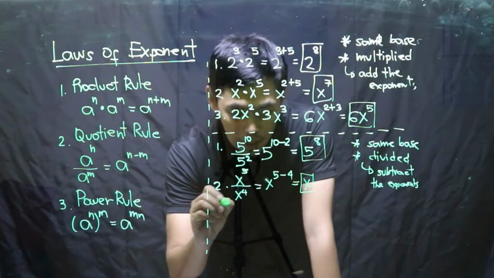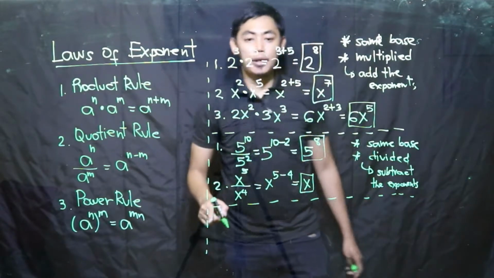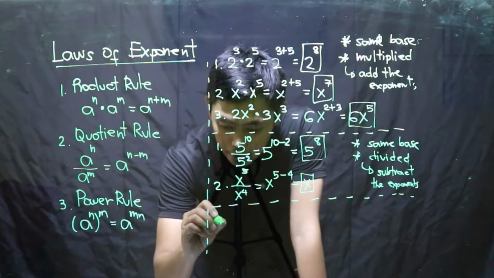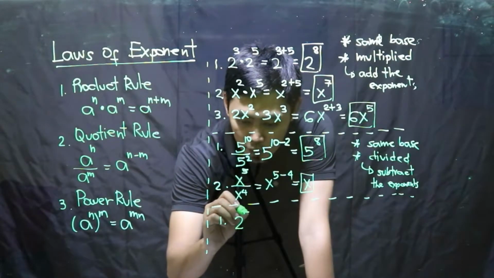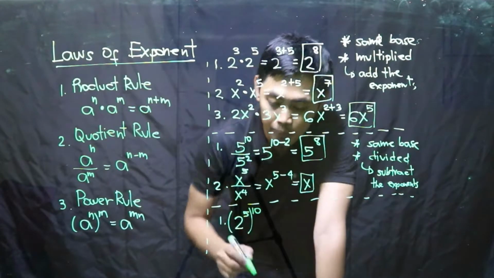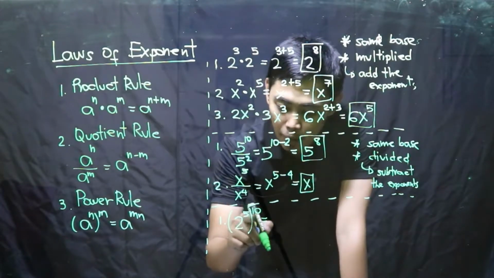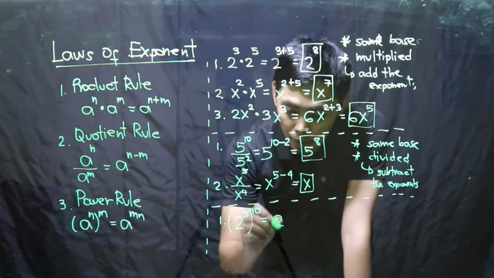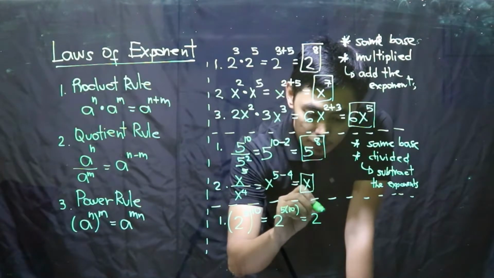How about the third rule? Okay, so the power rule means that if you have, let's say, 2 to the power of 5, and it is raised further to another power, shall we say 10. This time, you will need to multiply. So 2 to the power of 5 raised to the power of 10 would become 2 to the power of 5 times 10, 2 to the power of 50.